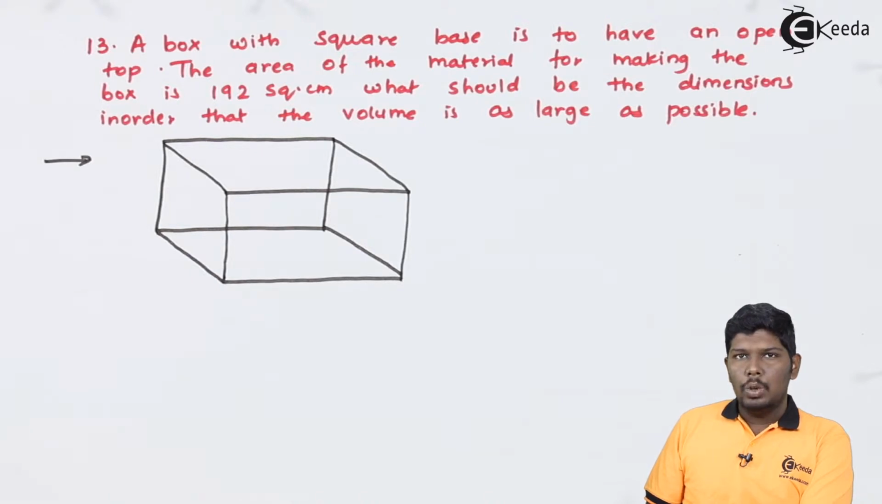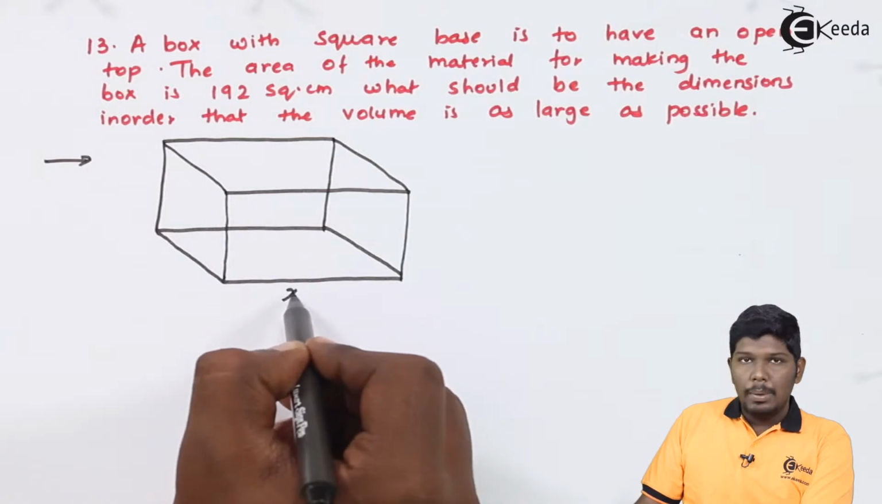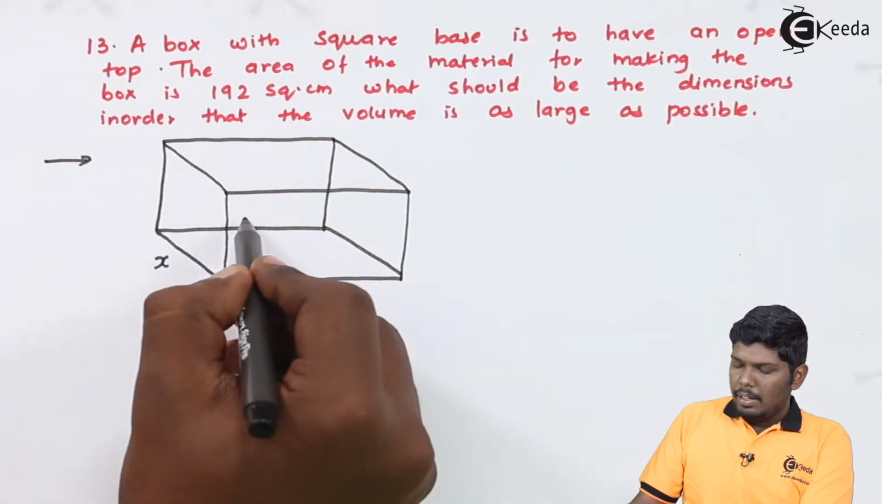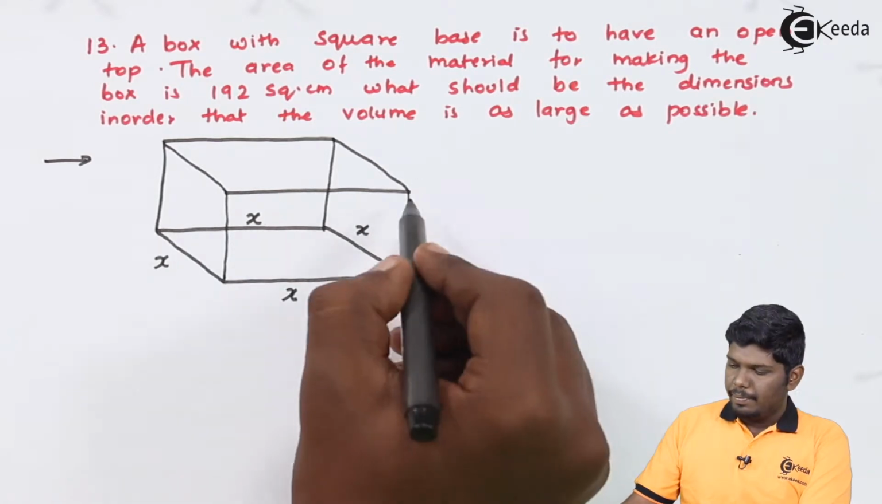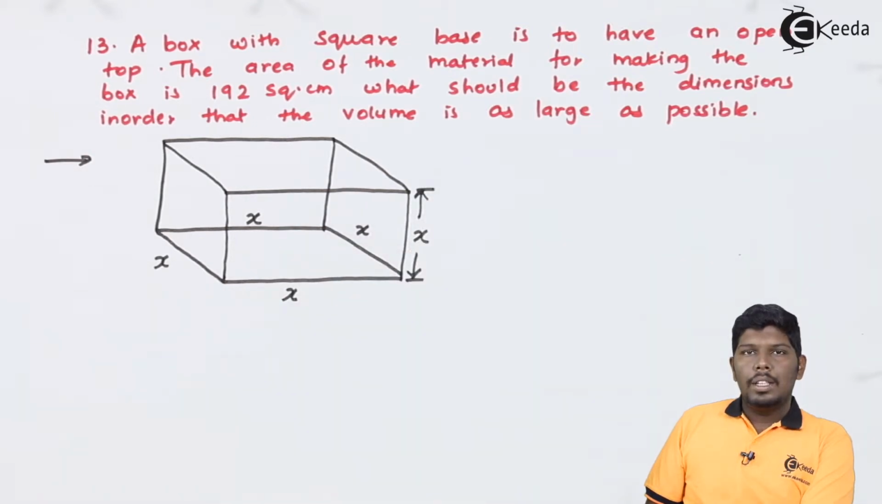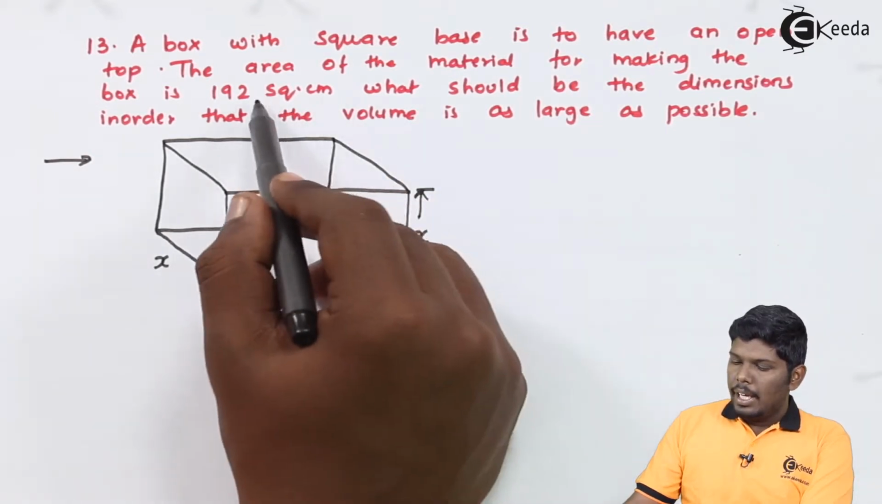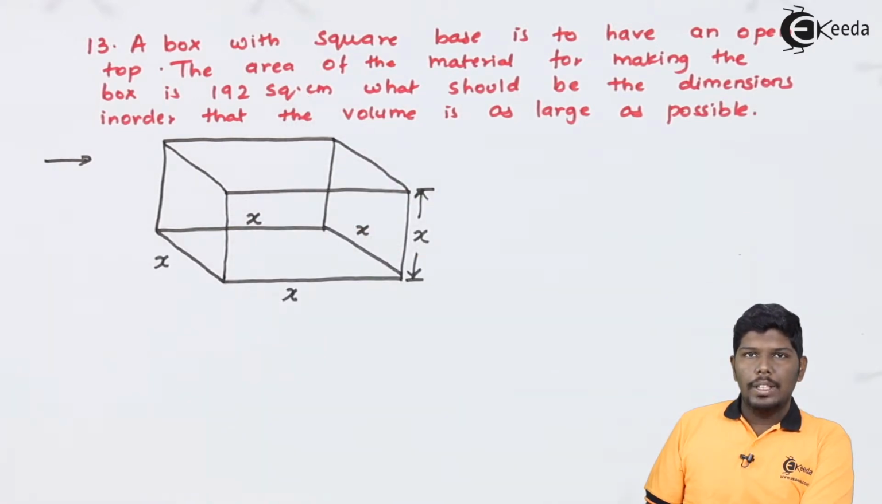Now, let us assume that side of the square is equal to x. So this becomes x. Also, the height of the box will be equal to x. Now, to start with the sum, it is given that the area of the total box should be equal to 192 square centimeter.